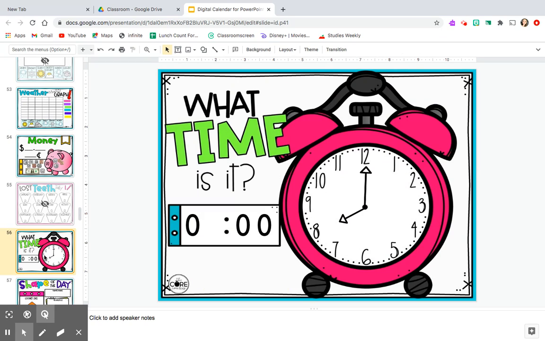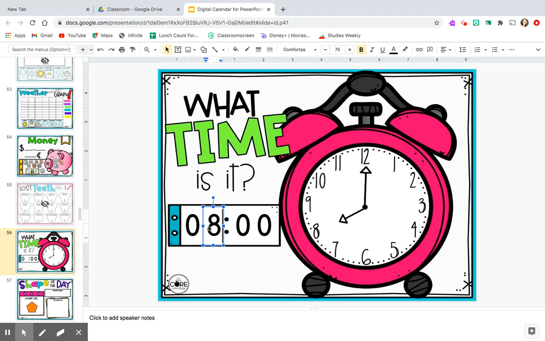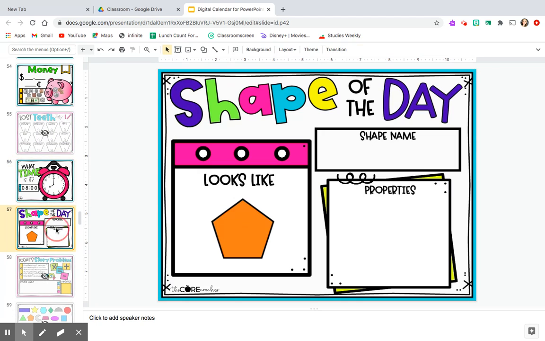All right, let's go to our time. Remember, our long hand is for our minutes and our small hand is for the hour. So our hour is pointing at 8 o'clock. 8 o'clock.